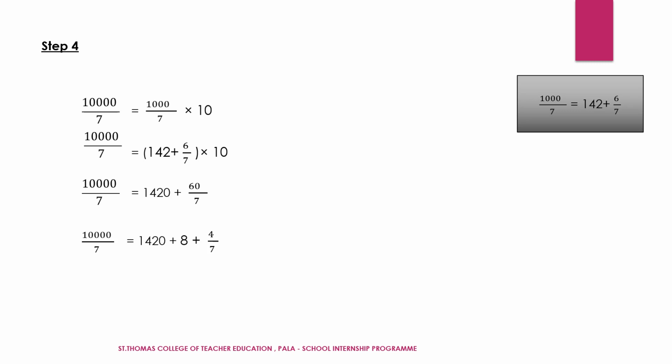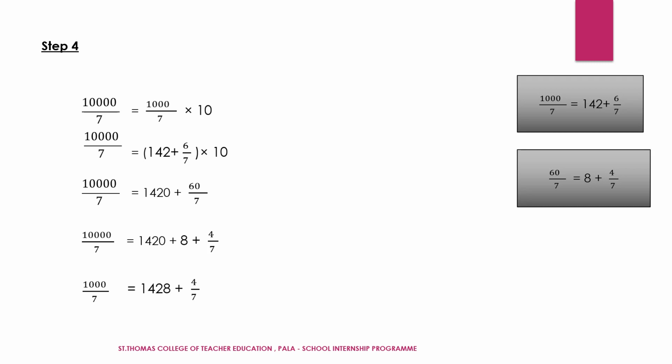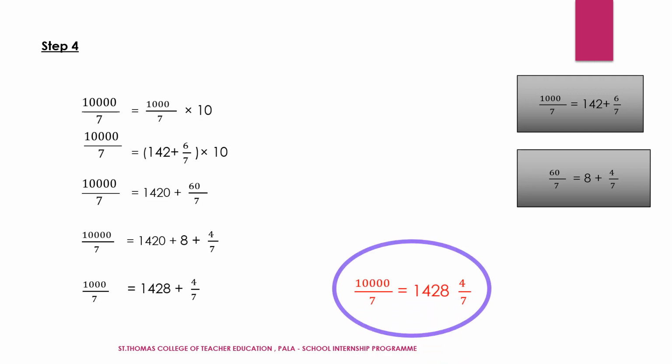Yes, we are dividing 60 by 7 and obtaining 8 plus 4 by 7, and replacing 60 by 7 with this 8 plus 4 by 7. So, on adding, we get 1428 plus 4 by 7. So, we can write 1000 by 7 as 1428 4 by 7. Okay, let's move on to step 5.